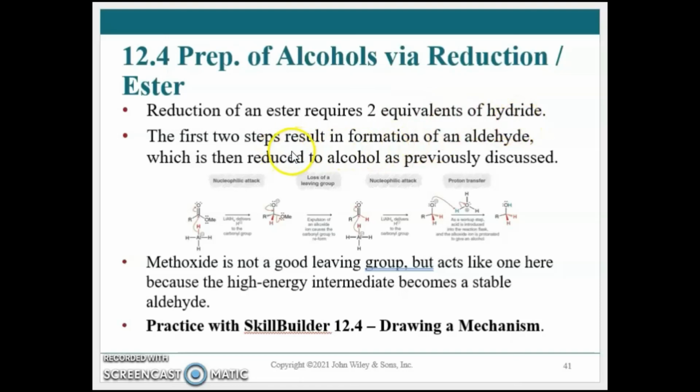The first step is a reduction from the ester to the aldehyde. And that aldehyde is subsequently reduced to the alcohol, as we've just gone over. So that's shown in this schematic here, that the hydride adds to the carbonyl, and we have the methoxy group leaving. Normally, the methoxide would not be a good leaving group, but the intermediate is a high energy intermediate, and it's rearranging to form a stable aldehyde. So that's the explanation for that reaction proceeding.